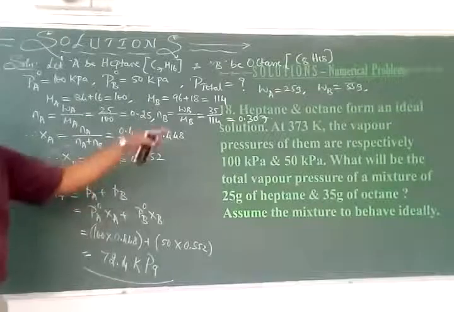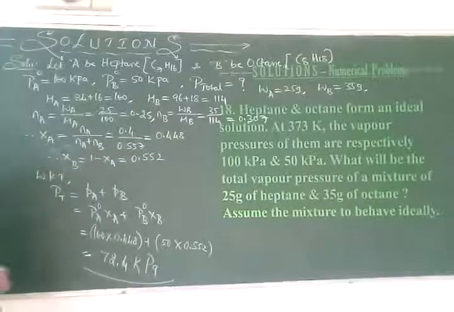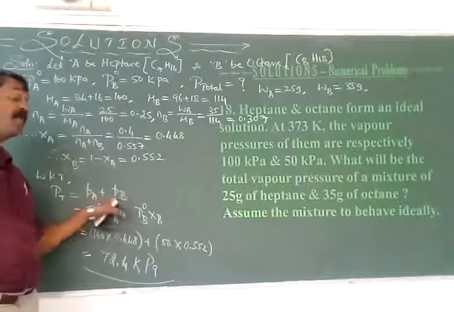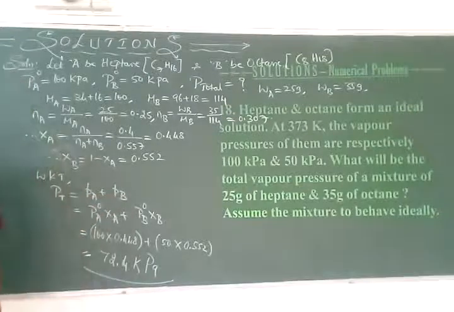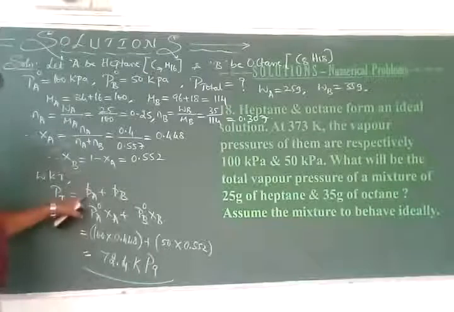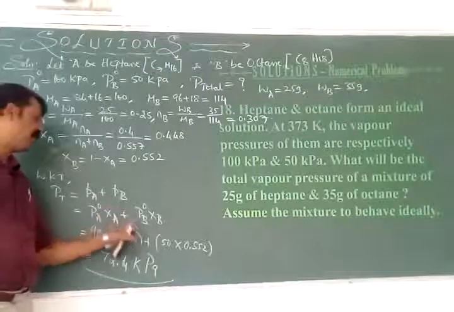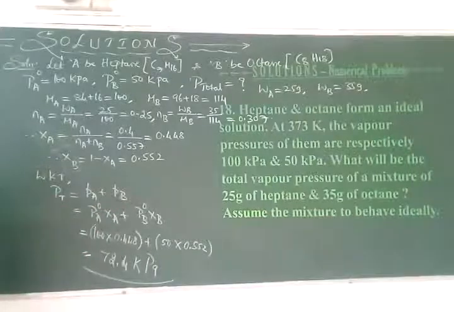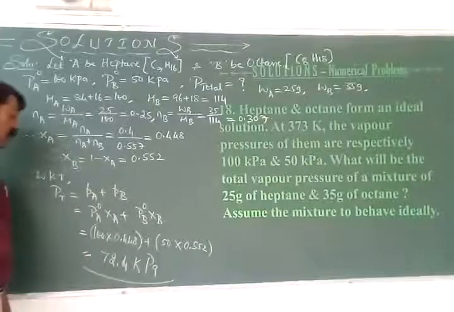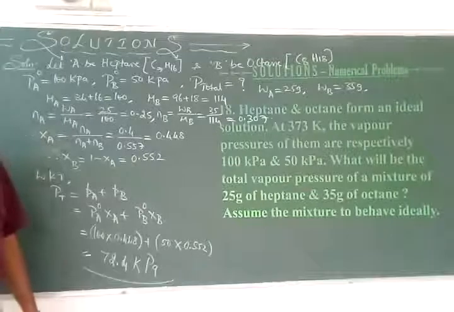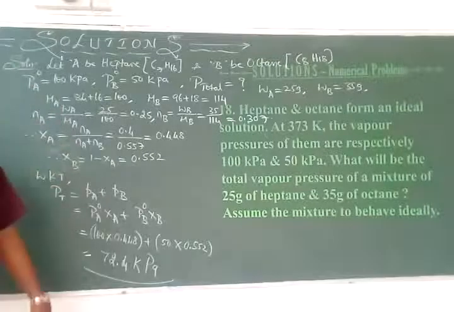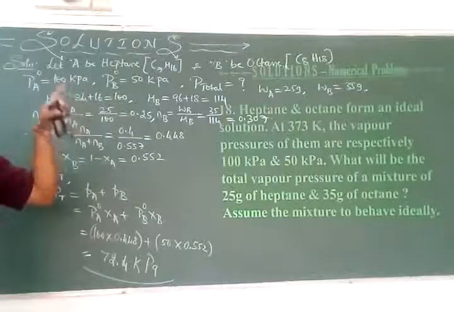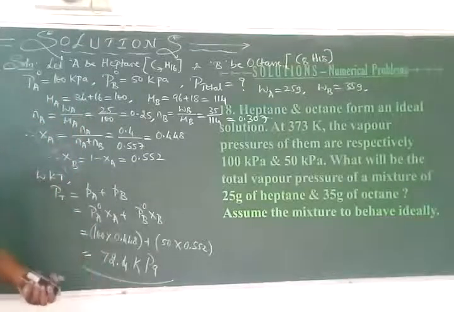Then first apply Dalton's law of partial pressure. The total pressure is equal to the sum of the individual partial pressures, which is equal to PA plus PB. And apply Raoult's law of liquid mixtures, because PA is equal to PA naught into XA and PB is equal to PB naught into XB. Upon substitution and simplification, I will get the final answer as 72.4 kilopascals. It is the total pressure exerted by the mixture of 25 grams of heptane and 35 grams of octane.